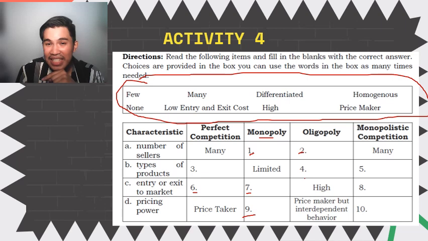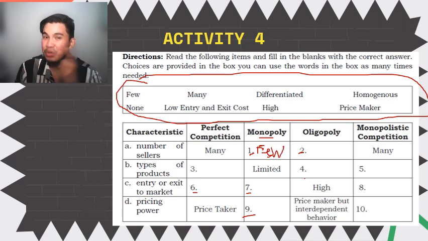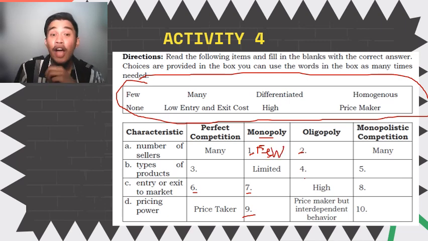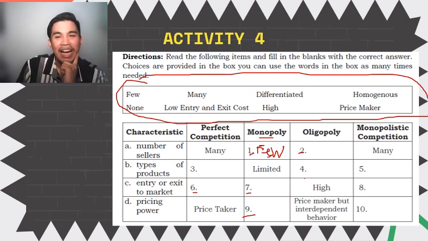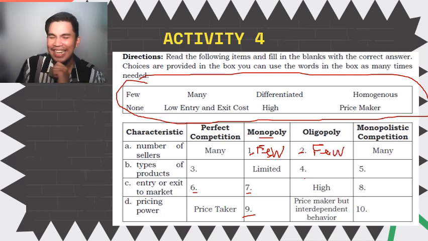we can only say here, ang meron dito is only few. Okay, wala naman kasing nag-iisa kasi isa lang, di ba yun? Pero wala sa choices. So, lalagay natin dyan, few. Okay? How about for oligopoly? Number of sellers. Ilan? Few lang din. Ayan, lagay natin dito, few. O sige, sagutan na lang din natin ang number 3.